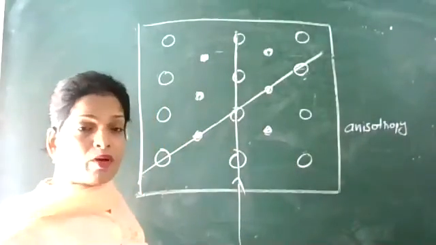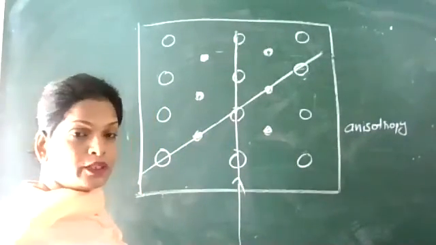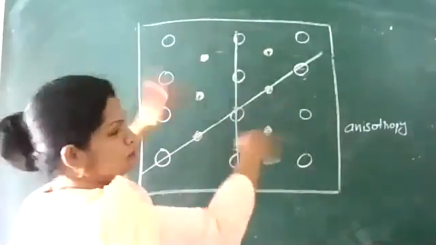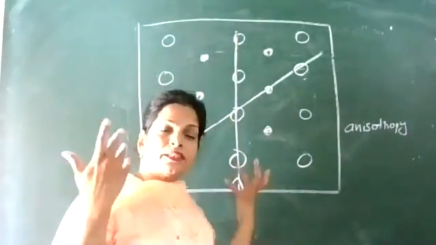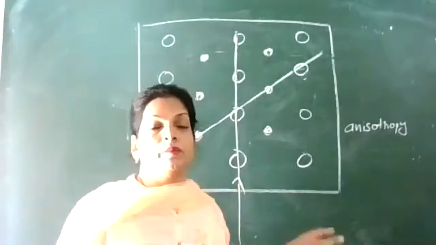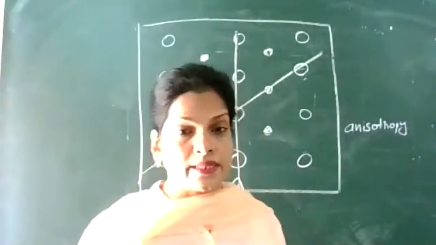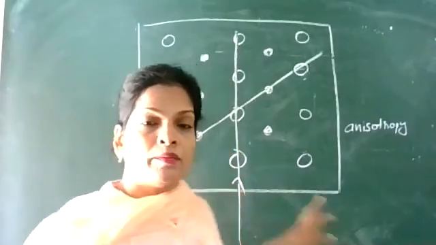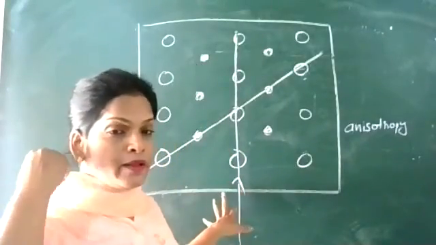But in the case of amorphous solids, there are no fixed positions for the particles. They are all mixed. You measure on any side, in any direction, you will get the same value. That is called isotropic. But crystalline substances are anisotropic in nature.